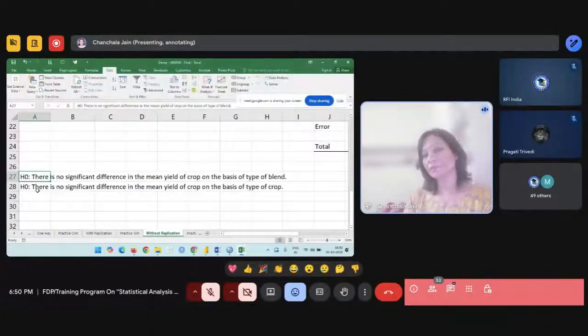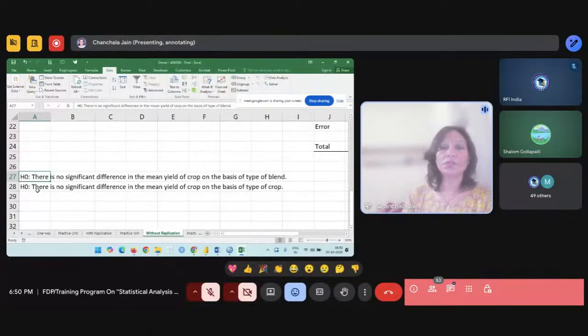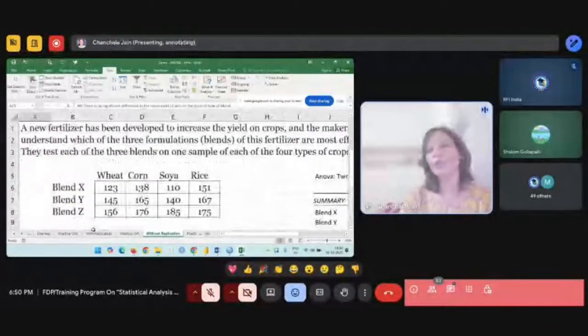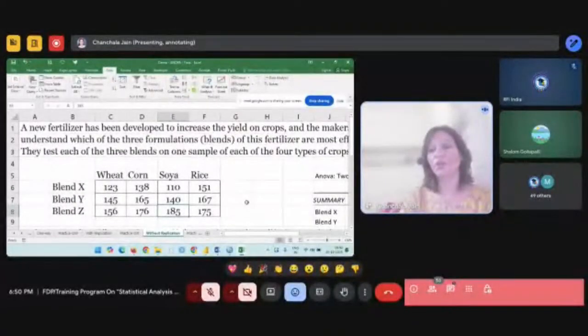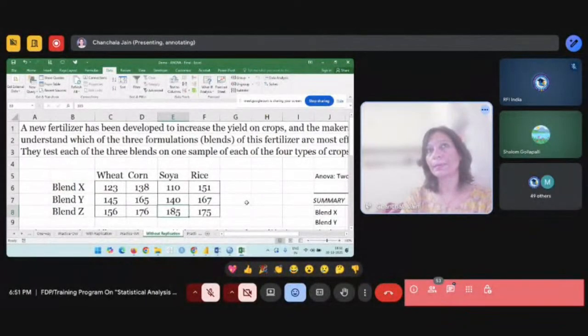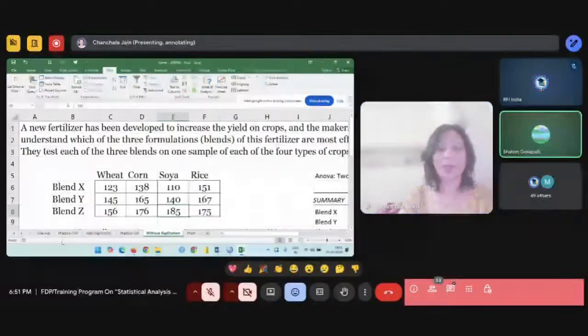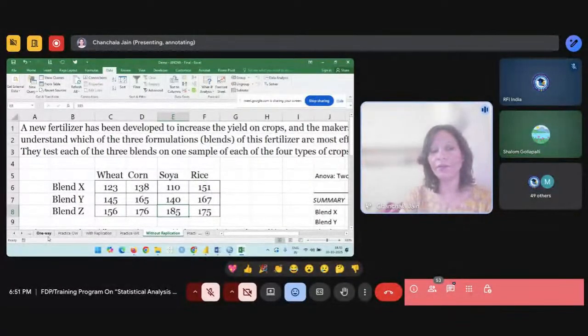Is it clear? Fine. So this is about two-way ANOVA with replication. One thing I think I forgot to mention. So if everyone is okay with the concept, shall I go for that thing which I need to add? Fine. So I'll come to the one-way ANOVA first.